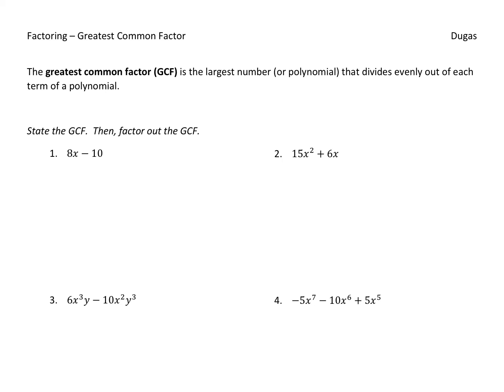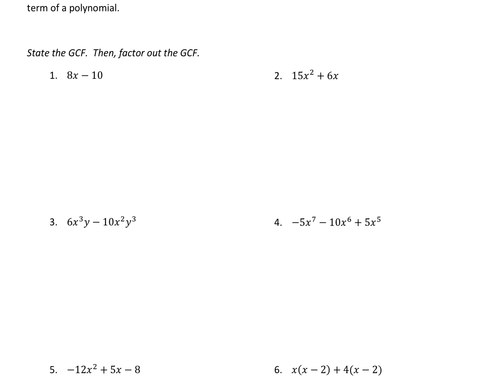I'm going to do a quick introduction of a greatest common factor and how to factor that out of a polynomial. So a greatest common factor is the largest number or polynomial that divides evenly out of each term of a polynomial. So you're looking for what they have in common. That's why it's called a greatest common factor. So what do they have in common?